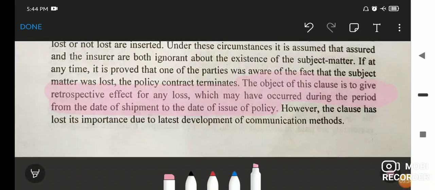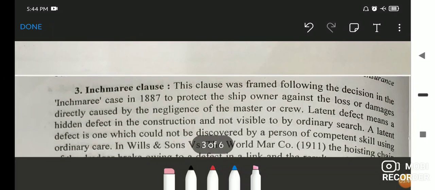Since this policy is focusing upon the lost or not lost aspect, from the date the person enters into the contract till the date of the issue of policy, if there is any mishap and the policy is assigned before that, then the person to whom the final assignment is done can approach the insurance company for getting the compensation or claim.